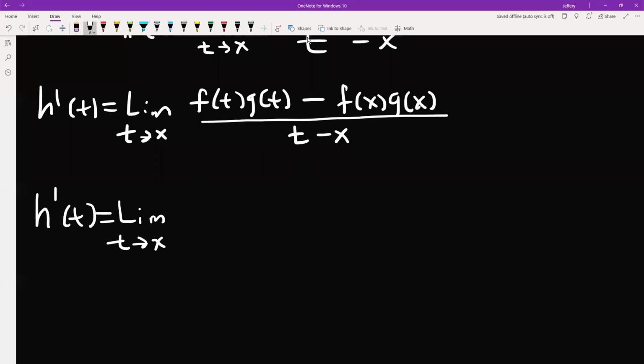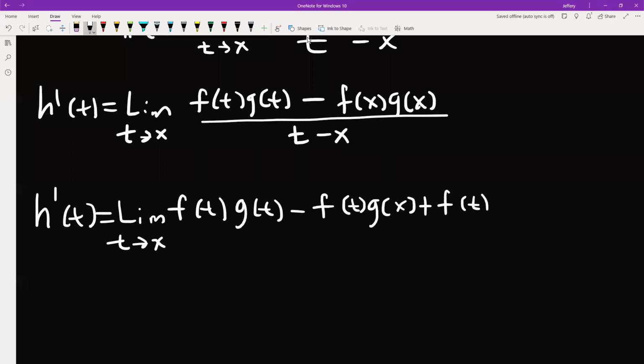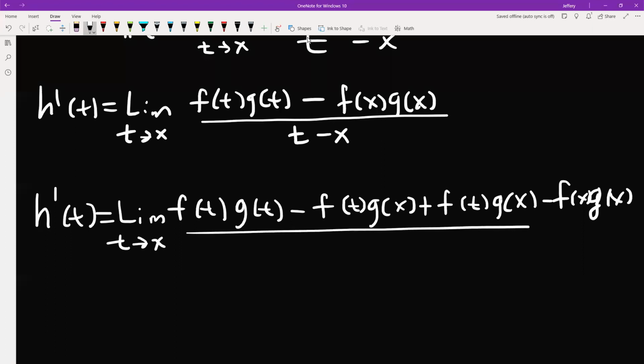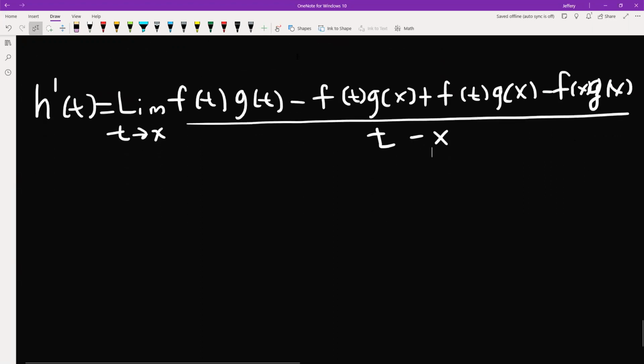So here's what we're going to do. We're going to add and subtract the same term to get the thing that we want. So here I'm going to write f of t times g of t minus f of t times g of x. And then I'm going to add that same term, f of t, plus, so yeah, like this, and then g of x up here. Okay, so what did I do? Nothing really. I'm just algebraically manipulating this to get the thing I want. So I just added 0, right?